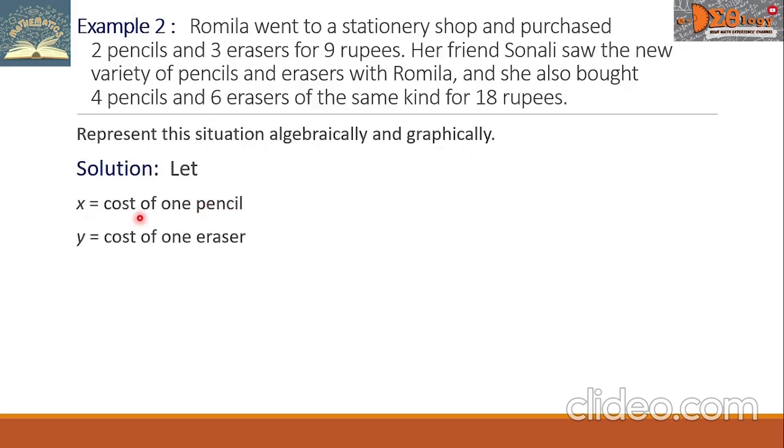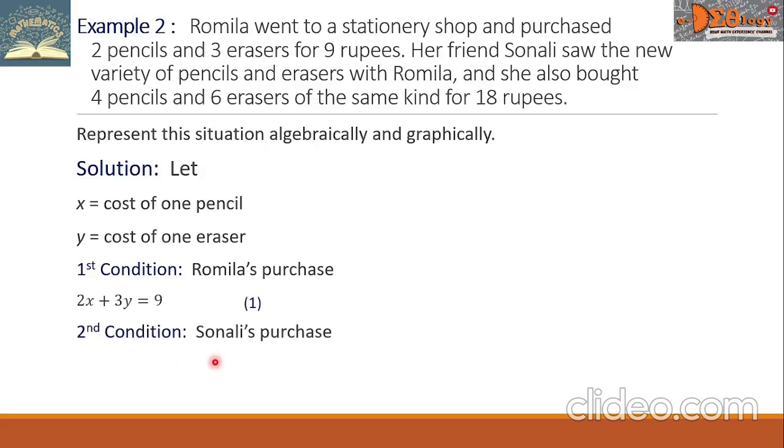We let x be the cost of 1 pencil. We let y be the cost of 1 eraser. So the first condition is the Romila's purchase. Romila purchased 2 pencils and 3 erasers for 9 rupees. So we write here 2x plus 3y equals 9. This is now our equation 1.